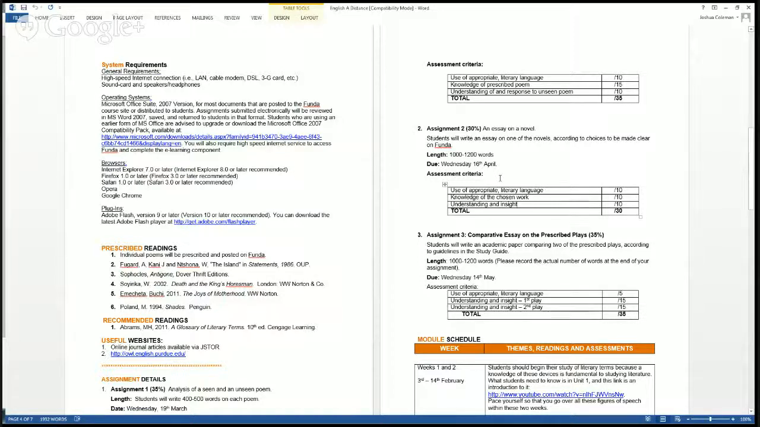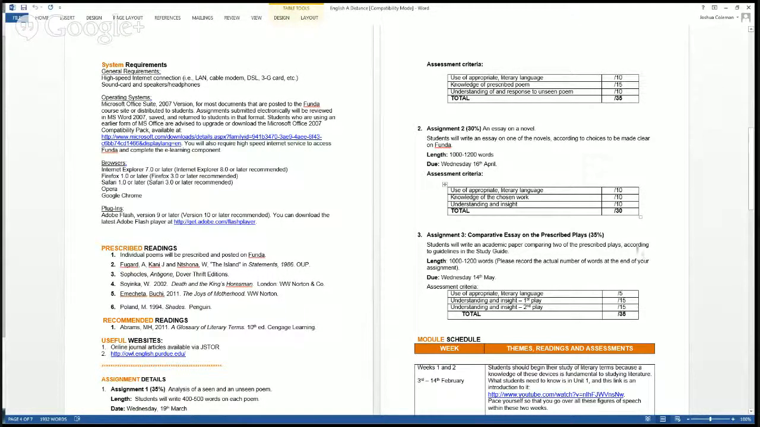Right. Then, the last assignment is what we call a comparative essay. You will be given choices, and you will have to compare two of the three plays. So you can't take a chance and just study one play, that's for sure. But a comparative essay means that you show that you know both of the plays and you can see where you can compare and contrast them. What have the authors, the playwrights done, that is the same in their approach, and what is very different?